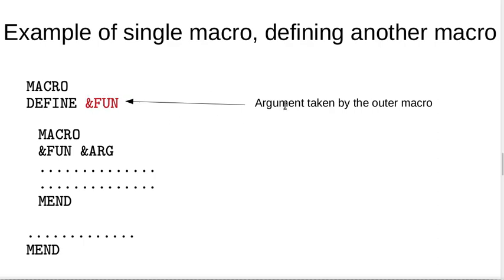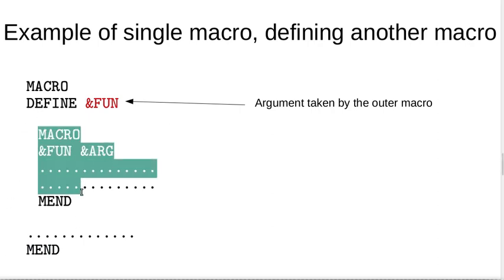So this is nothing but the argument taken by the outer macro. This macro is now being called the outer macro, right? So this we are clear about. These three lines, macro, define ampersand fun, and mend, make up the outer macro. Now within this outer macro, we have another definition which begins with the pseudo-op macro and ends with the pseudo-op mend.